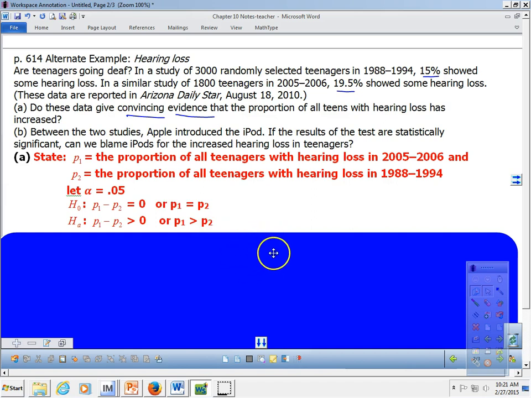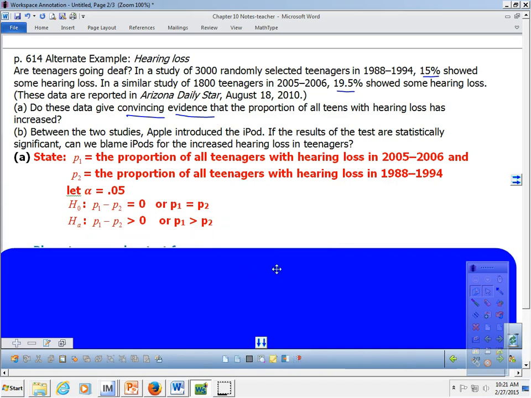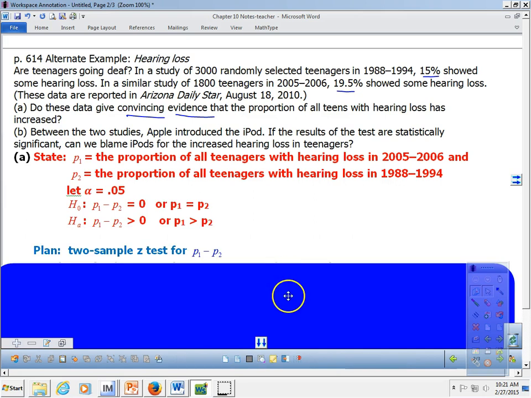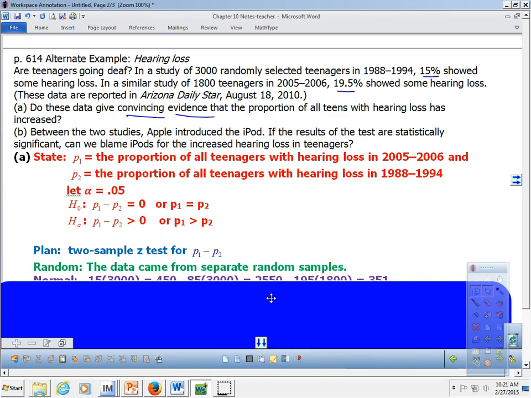Okay, so we've got to make sure we show the world all of that. Okay, next, our plan. How are we going to do this? Well, we're going to perform a 2-sample z-test. Again, we have 2 samples from 2 different groups, and so we want to perform a 2-sample z-test. And we're going to test for P1 minus P2. That's our difference. Okay, only if conditions are met.